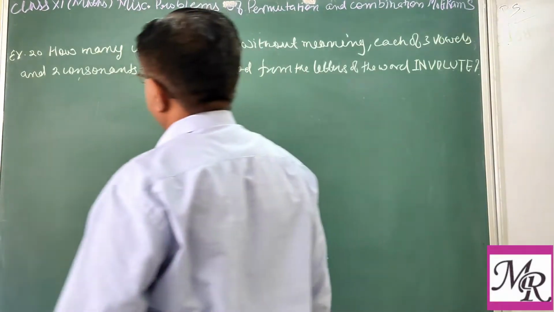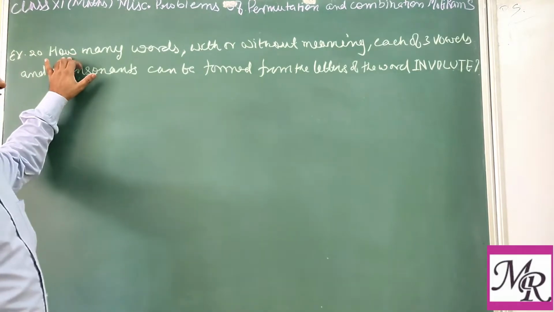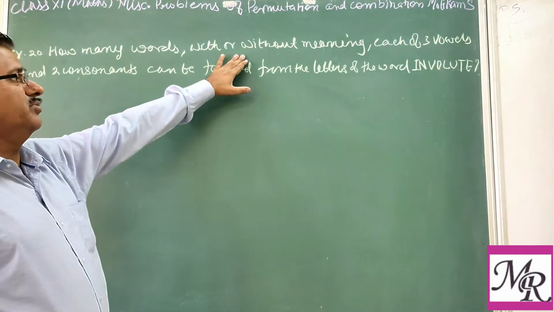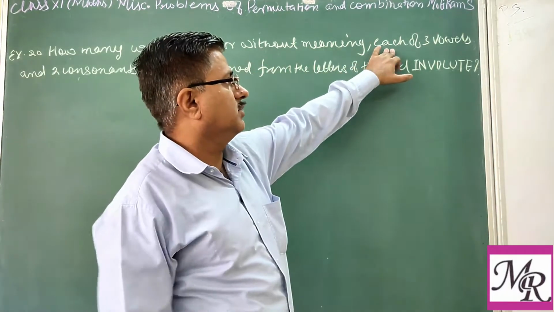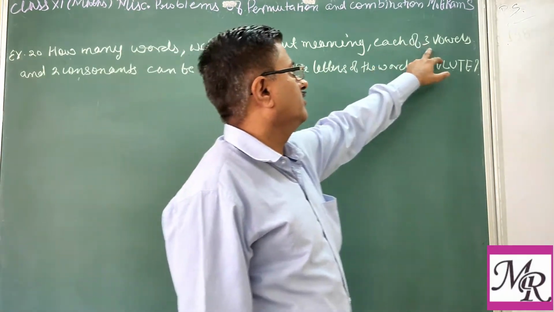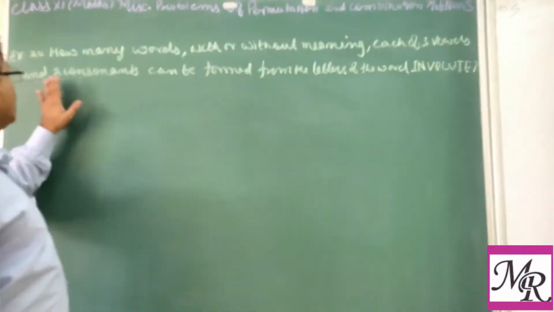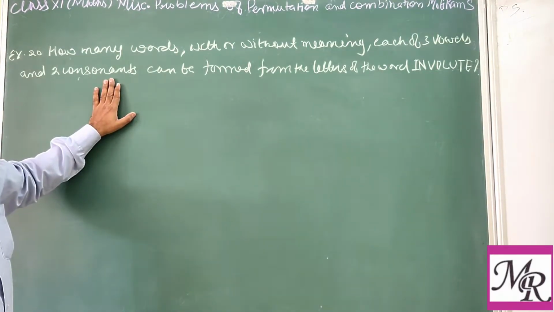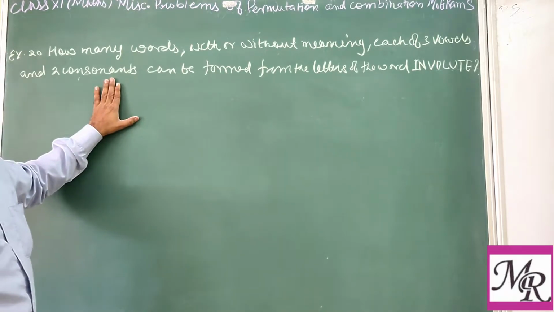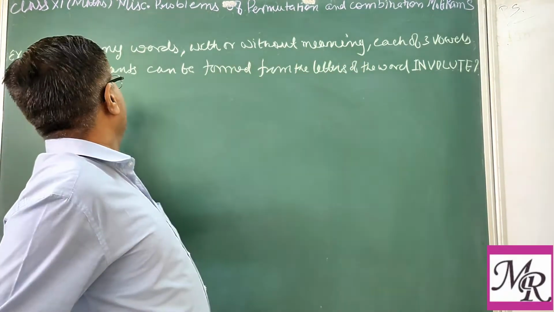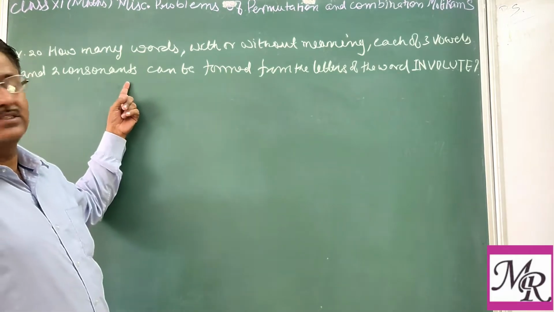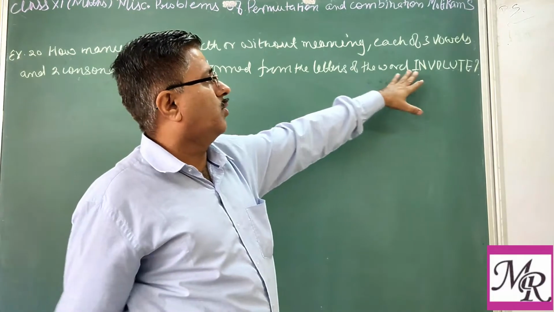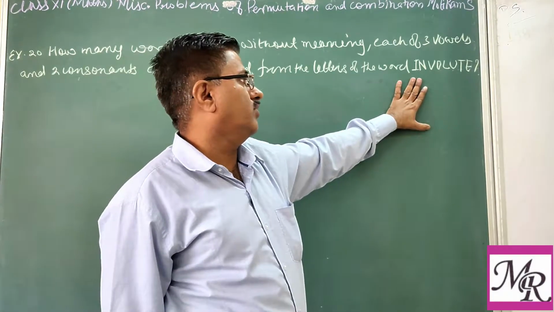The problem is: how many words, with or without meaning, each of 3 vowels and 2 consonants? Means in the word there should be 5 letters. Out of 5 letters, 3 should be vowels and 2 should be consonants, that can be formed from the letters of the word involved.